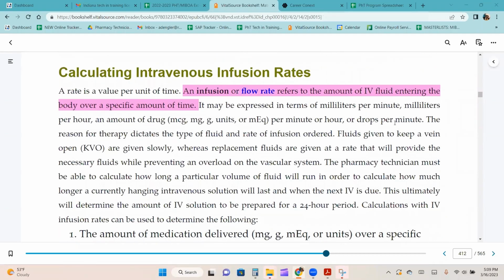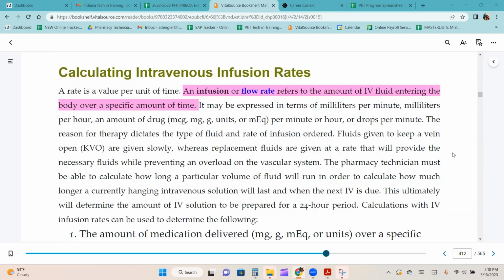A rate is a value per unit of time. An infusion or flow rate refers to the amount of IV fluid entering the body over a specific amount of time. It can be expressed in terms of milliliters per minute, milliliters per hour, an amount of drug per minute or hour, or drops per minute. The reason for therapy dictates the type of fluid and rate of infusion ordered. Fluids given to keep a vein open are given slowly, whereas replacement fluids are given at a rate that will provide the necessary fluids while preventing an overload on the vascular system.